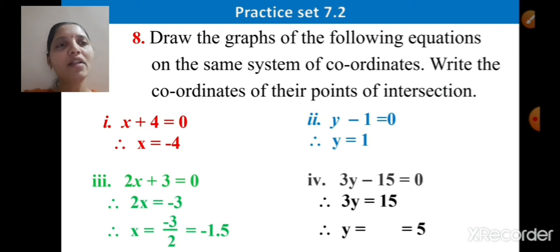Fourth one, 3y minus 15 is equal to 0. That means 3y is equal to 15. Therefore y is equal to 15 upon 3, that is equal to 5. So these are the 4 equations we have, and on the basis of these equations we have to draw the lines. Okay, so first equation is x is equal to minus 4, second one is y is equal to 1, third is x is equal to minus 1.5, and fourth is y is equal to 5.